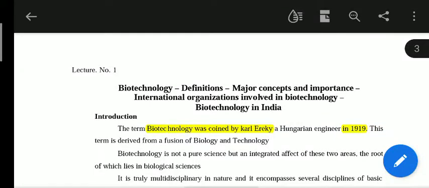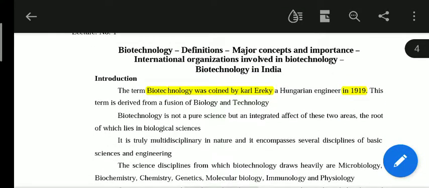Hi friends, today we are going to start a new subject, that is biotechnology, or you can say principles of biotechnology. Friends, this is very important. So friends, without wasting more time, let us start.